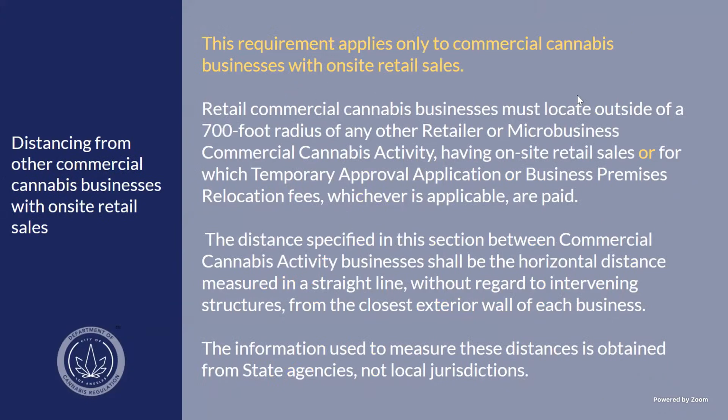I'm going to just briefly go through this. Basically, the retailer and microbusiness activities with on-site sales have to be outside of 700 feet from one another, as well as the sensitive uses. And the distancing generally is a straight line without regard to intervening structures from the closest exterior wall of the commercial cannabis business to either the parcel line or closest exterior wall of the sensitive use. And it comes down to whether or not the sensitive use has full site control or partial site control of the parcel where the activity is occurring.